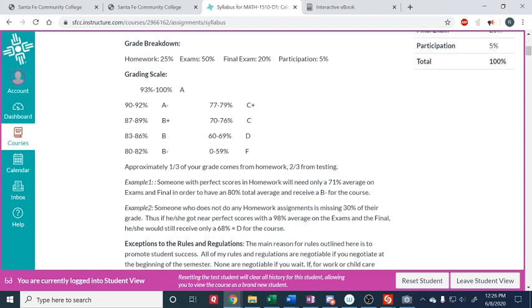So we're back here. Missing should be 25% of the grade. Thus, if he or she got nearly perfect scores with a 98% average on exams and final, you'd only get a 68%, which is a D for the course. So it's really hard to do well in this course without keeping on top of the homework.